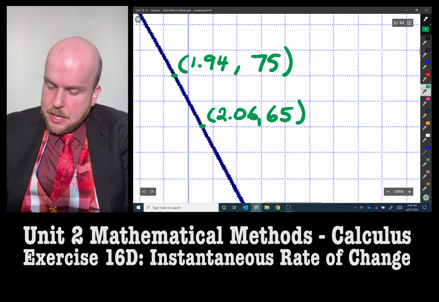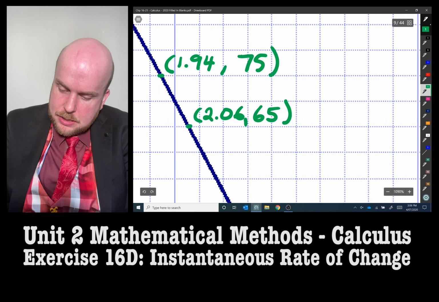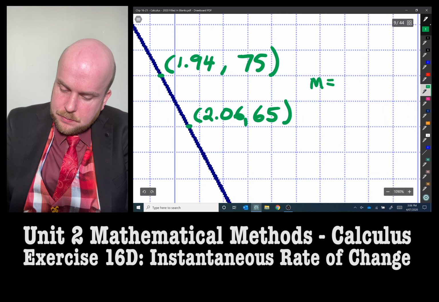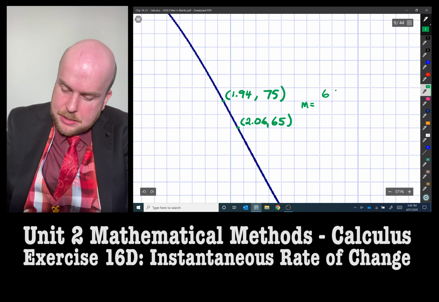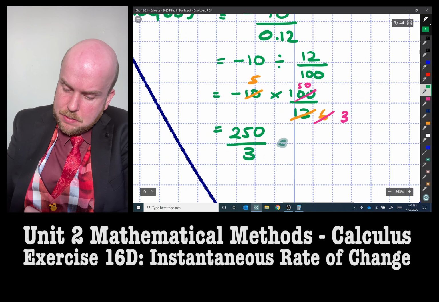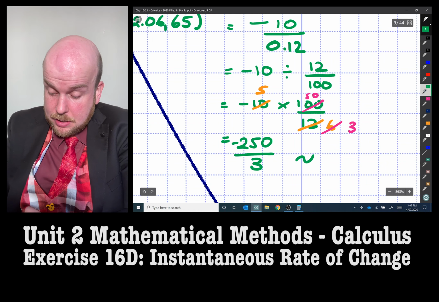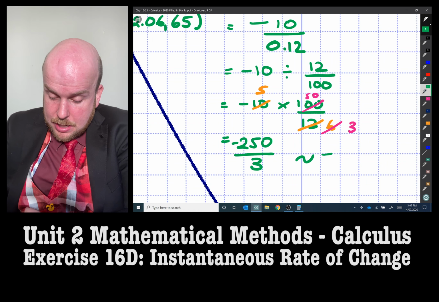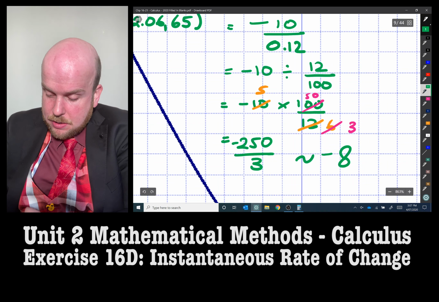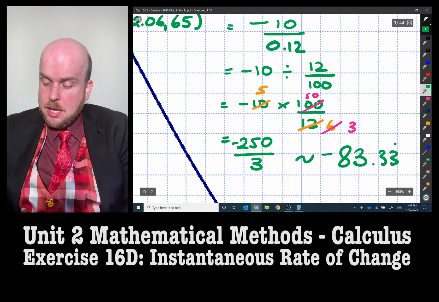So if I wanted to find the rate of change at exactly that point, I can do m is equal to, and we'll zoom out a bit here, 65 take away 75 over 2.06 take away 1.94. And I should have left my negative sign. So negative, so it's 8.1 over there, so it's negative 83.33. So it's approximately negative 83.